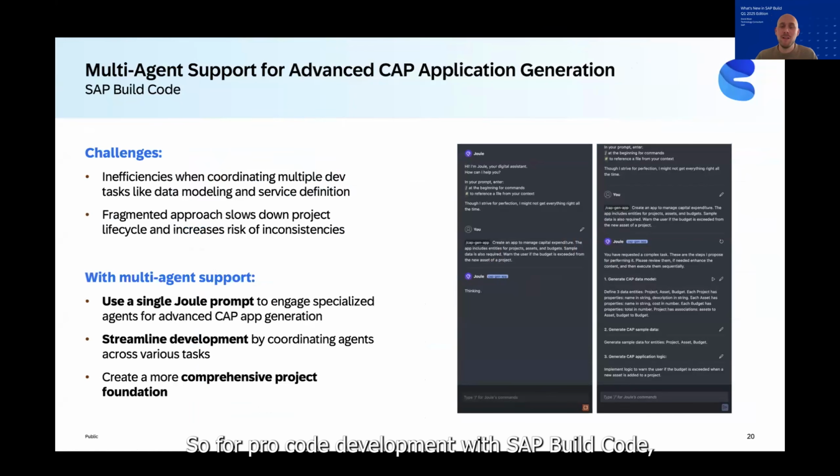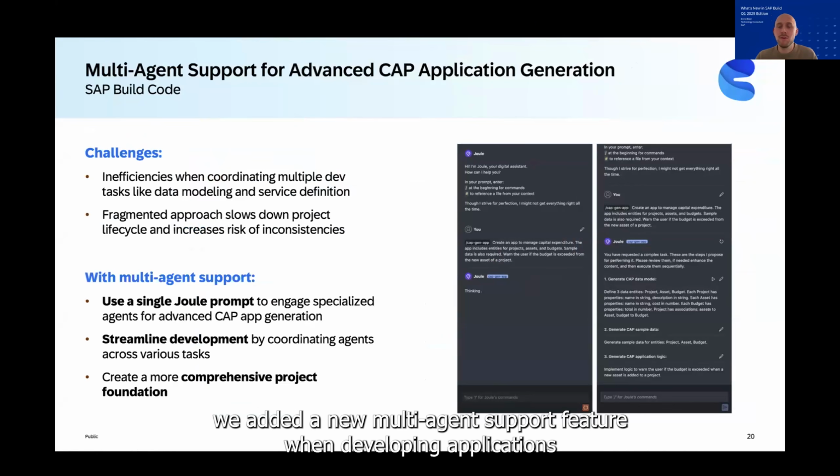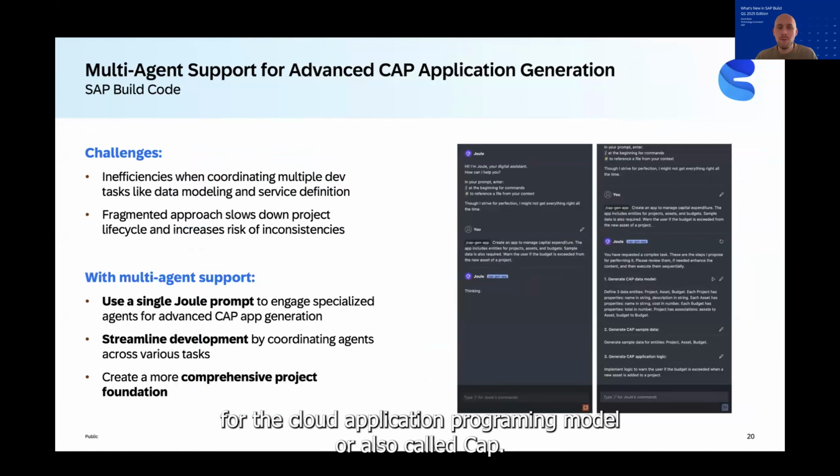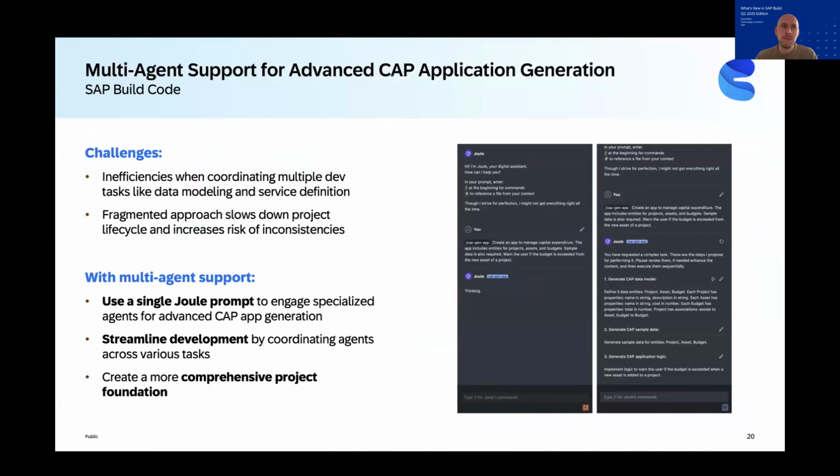So for Pro Code development with SAP Build Code, we added a new multi-agent support feature when developing applications with the Cloud Application Programming Model, or also called CAP. So since the launch of SAP Build Code, many AI capabilities have been made available in Joule to speed up the development of SAP applications. And each of these Joule features is tailored to the creation of a specific artifact or use case.